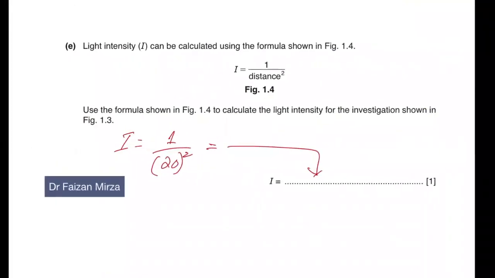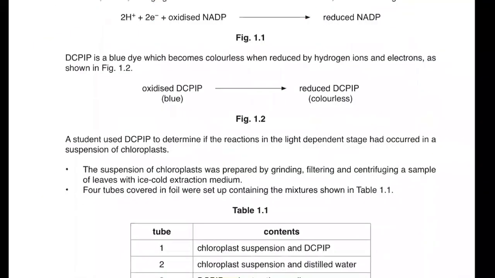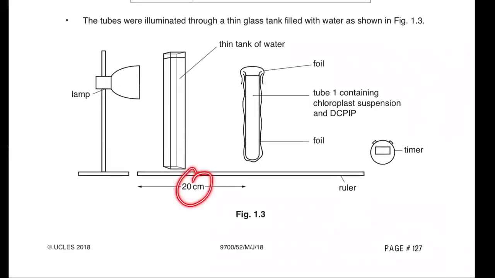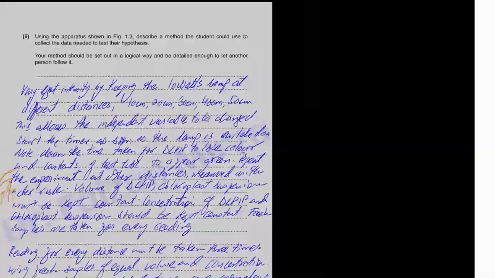The next one. Light intensity I can be calculated using a formula. The formula is provided to you. They ask you to calculate light intensity. You know your distance provided in figure 1.3. If you go back to figure 1.3, the distance provided to you was 20. So the distance was 20 centimeter. So we'll use this value of 20 centimeter, and we'll substitute this in this formula.